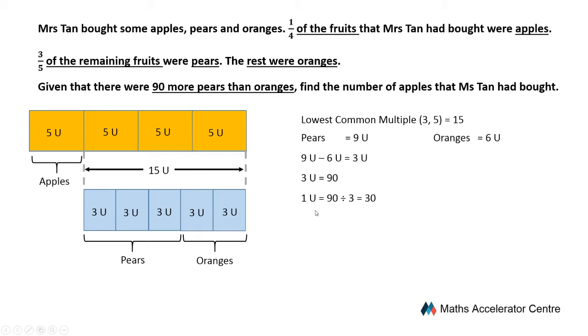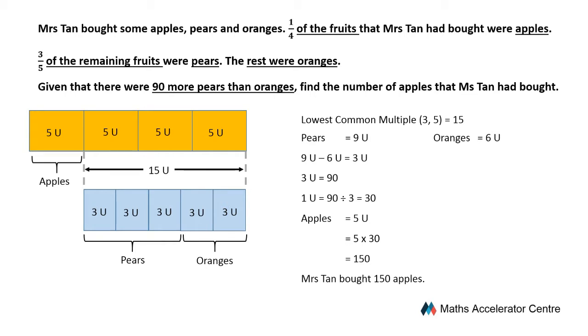The answer that we are required is to find the number of apples. Looking at our model, the number of apples is represented by 5 units. So 5 units is equal to 5 times 30, that will give us 150. So we have solved the question, and the number of apples that Mrs. Tan had bought will be 150.